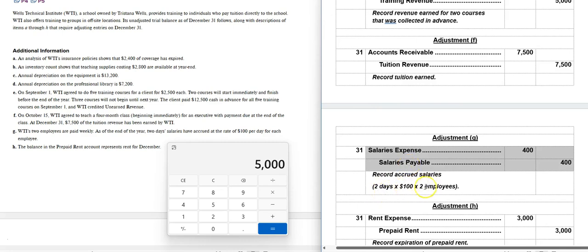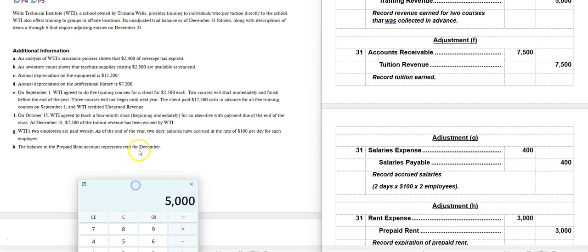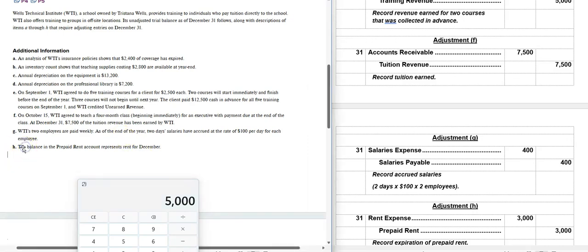2 days, $100 per day for 2 employees. All right, finally, the balance in prepaid rent represents the rent for December.